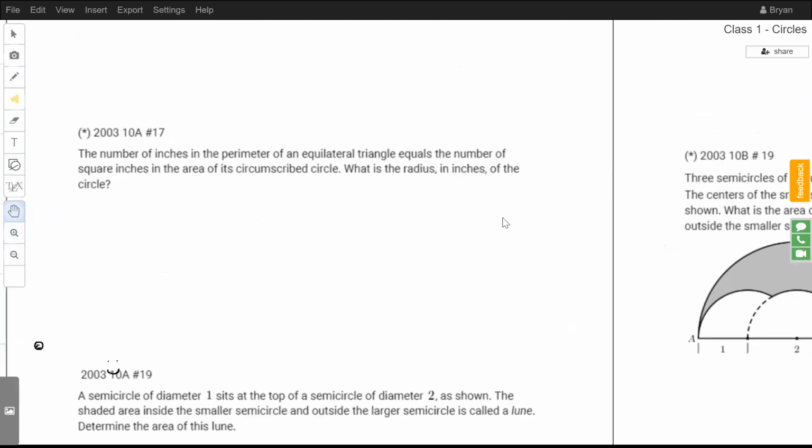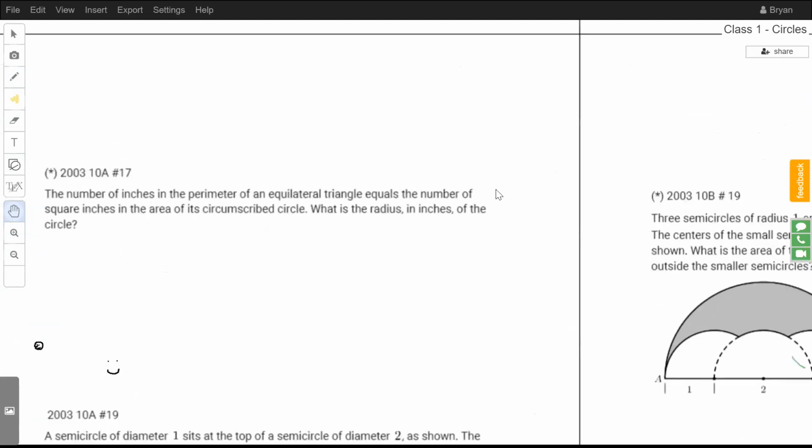So this one is a lot of words. The number of inches in the perimeter of an equilateral triangle equals the number of square inches in the area of the circumscribed circle. What is the radius in inches of the circle? When you see a geometry problem with a lot of words, the first thing you should do is draw a diagram. That's what you should do.